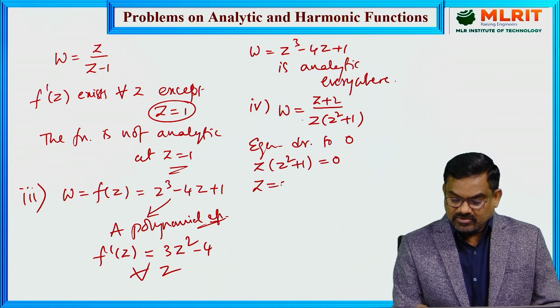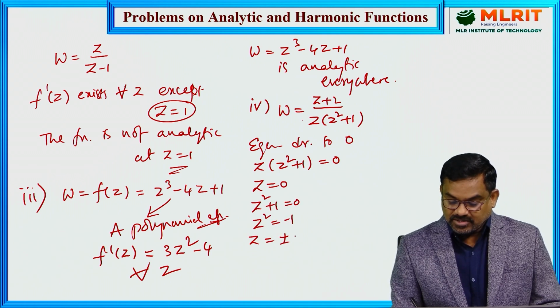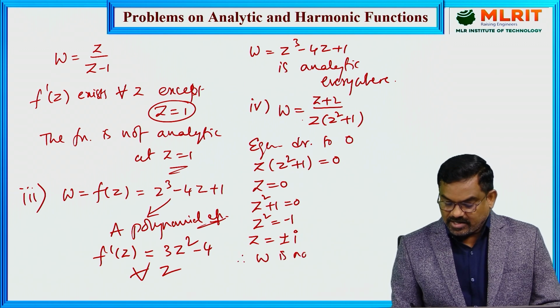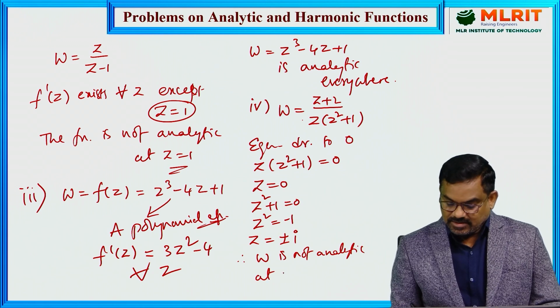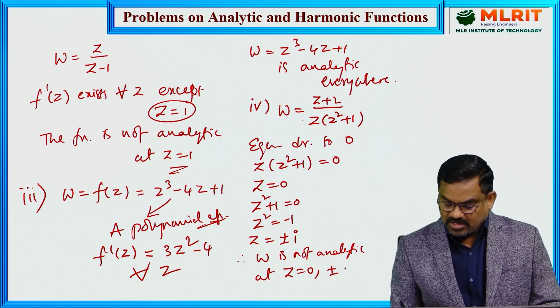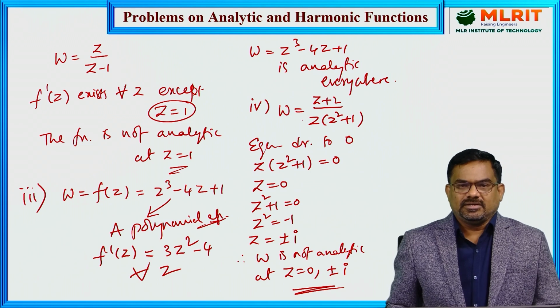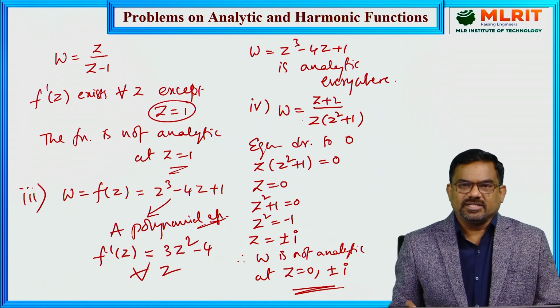So, z equal to 0 or z square plus 1 equal to 0. That means z square is minus 1, z is plus or minus i. Therefore, the given function is not analytic at z equal to 0, plus or minus i. So, at these points, the given function is not analytic since the derivative doesn't exist.